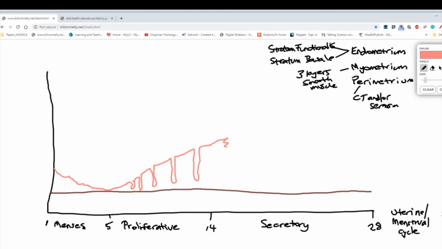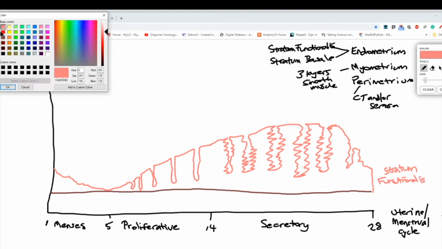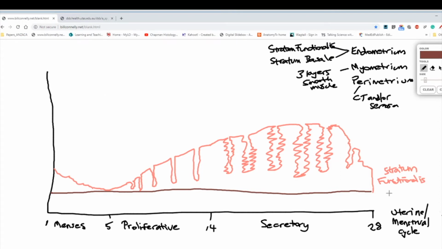Here. So I'm just going to keep drawing these. Okay, so if this here in this sort of lighter pink is the stratum functionalis, and then this other colour down the bottom is the stratum basale.